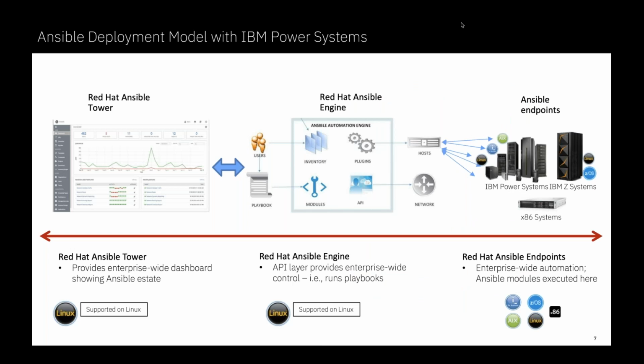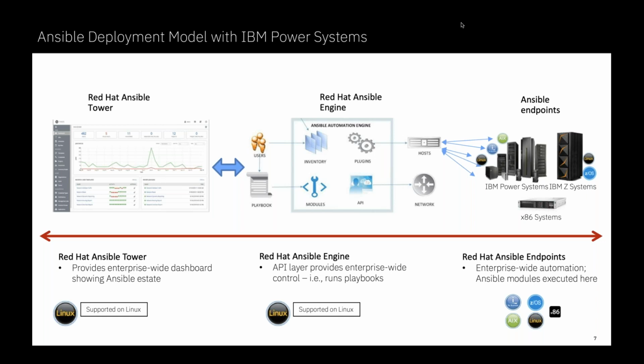So from a high-level deployment model, and for those of you that are familiar with Ansible, I'm sure many of you are, the great news is, as I mentioned before, the architecture is identical. If you look from left to right, you've got Tower, which is going to be your graphical user interface to take Red Hat Ansible and manage it at scale across your whole Ansible estate. And then you have the Ansible engine component, which is responsible for kicking off and running the playbooks and so on and so forth.